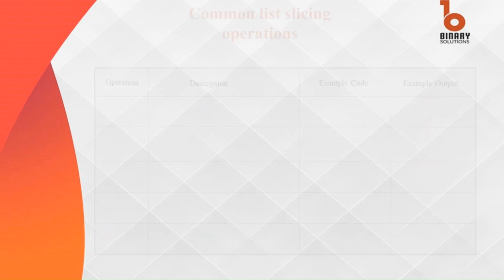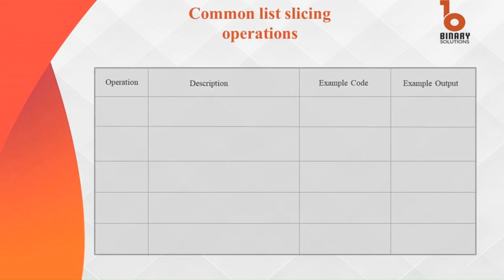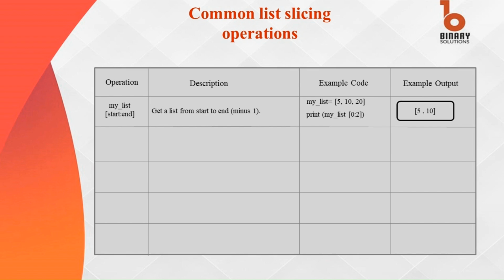The table of common list slicing operations demonstrates various ways to manipulate and access specific elements within a list in Python. The start colon end operation retrieves a subset of the list from the index start up to, but not including, the index end. For example, given my list equals [5, 10, 20], print my list [0:2] returns 5, 10.